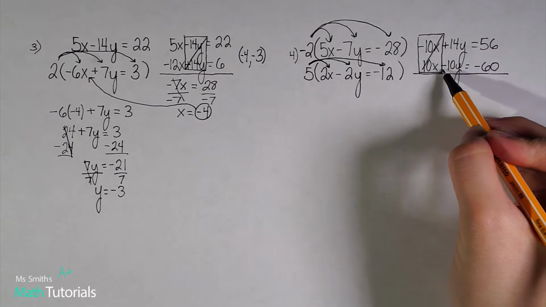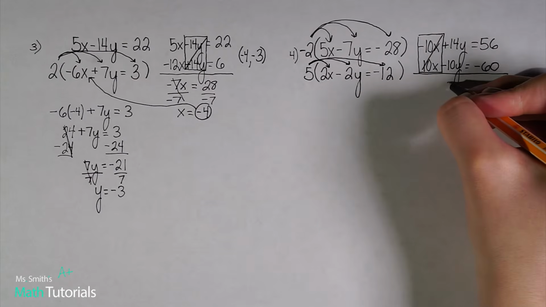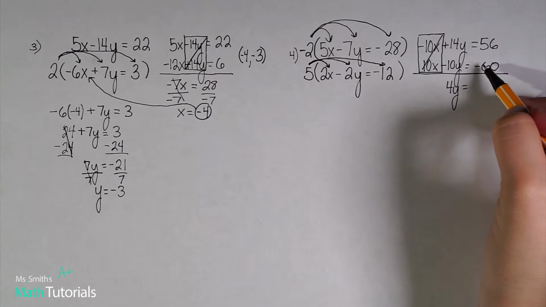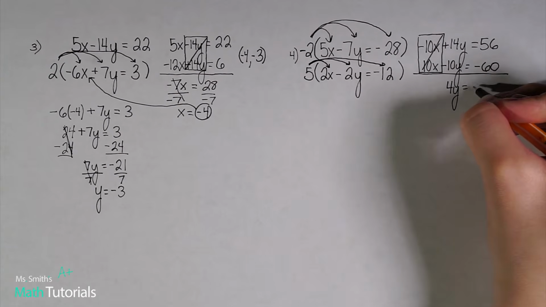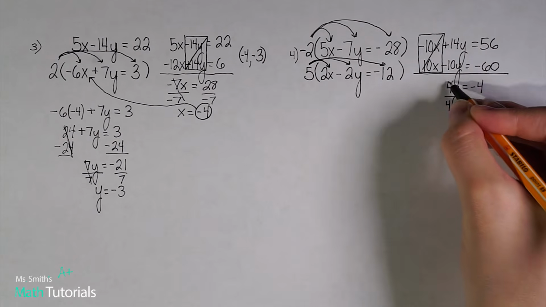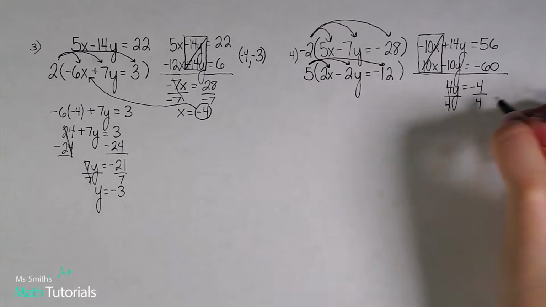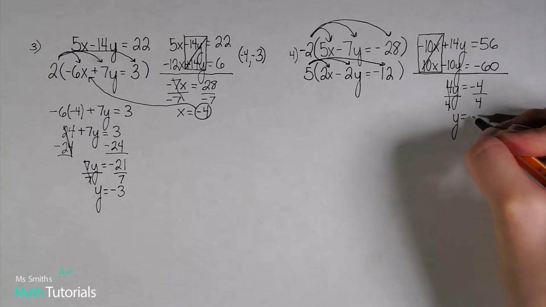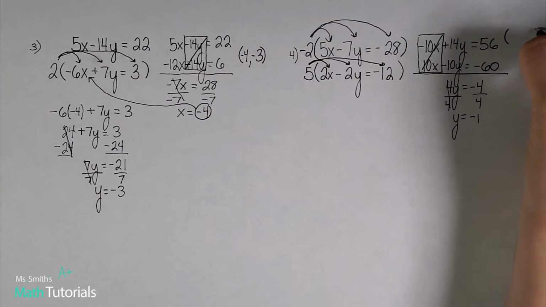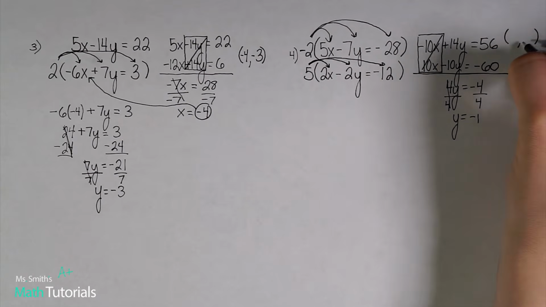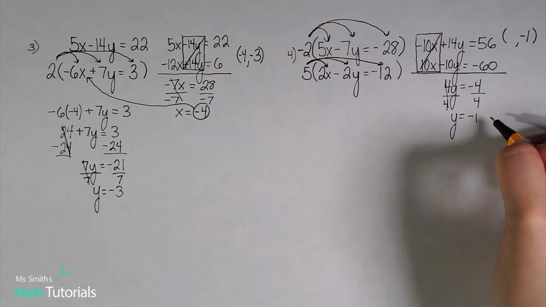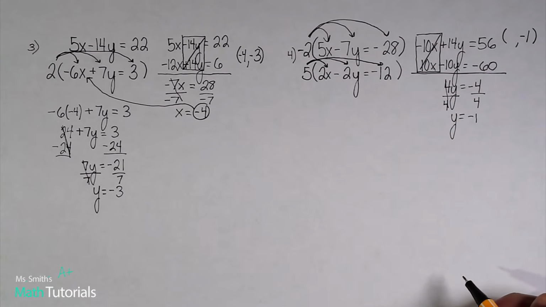So 14y minus 10y, that would give me just 4y. 56 minus 60 is going to give me -4. So I'm going to divide out my positive 4. And I get y equals -1. So there's part 1 of my answer, which I'm going to list just right up there. Y equals -1. So I still need to find the next part of my answer. I need to figure out what x is.